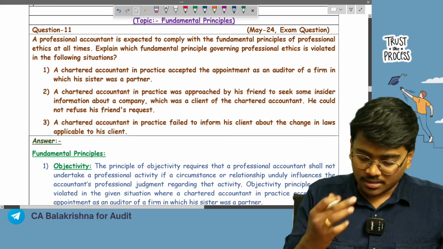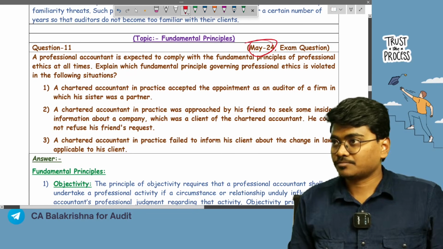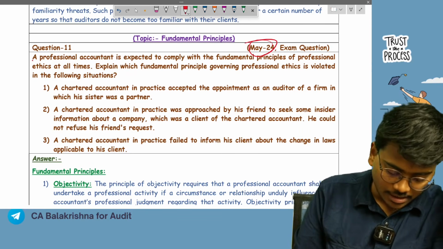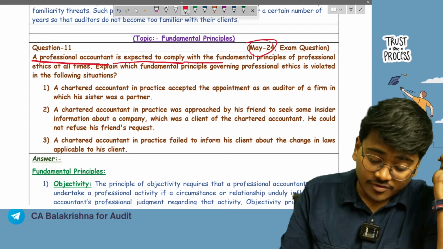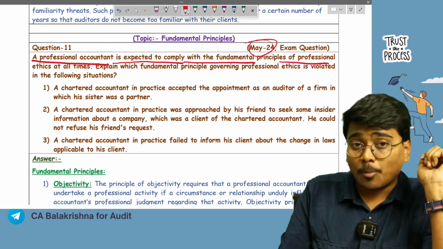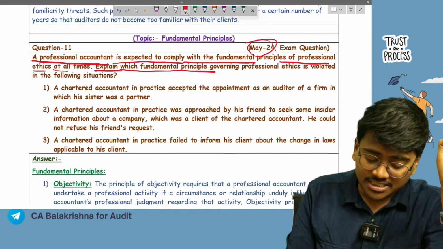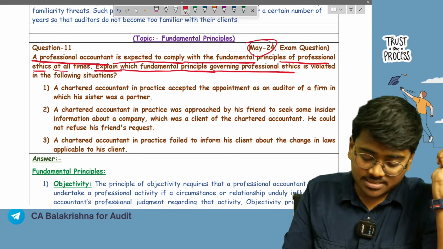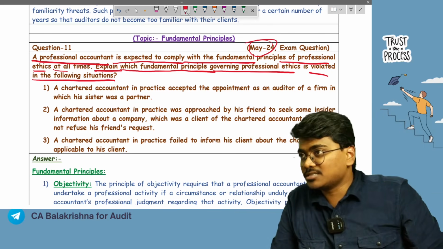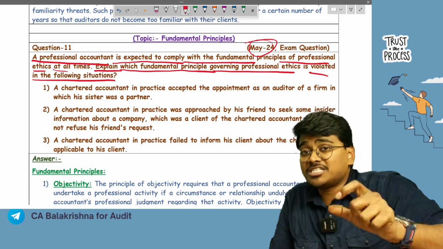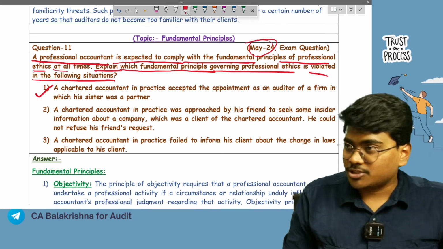Yeah. Question number 11. If you see this question, it is asked in May 24 examination. A professional accountant is expected to comply with the fundamental principles of professional ethics at all times. Explain which fundamental principle governing professional ethics is violated in the following situations. He has given you 3 situations and is asking you to find out which fundamental principle is compromised in each of these situations. Let's read the first situation.